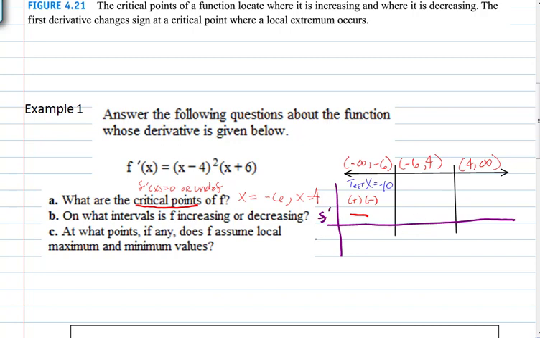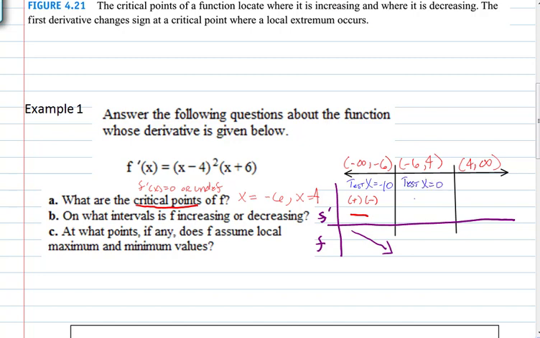Okay? And then what does that tell us about the shape of the function? It's decreasing, it's going down. Because we said that if the derivative is negative, the function is decreasing. Alright, so from negative 6 to 4, we need to pick a test point. What do you want to test?